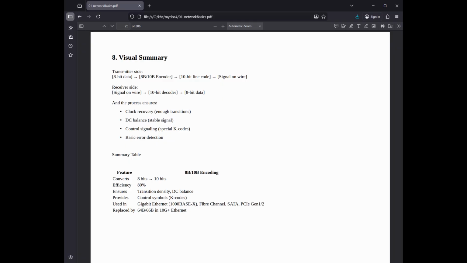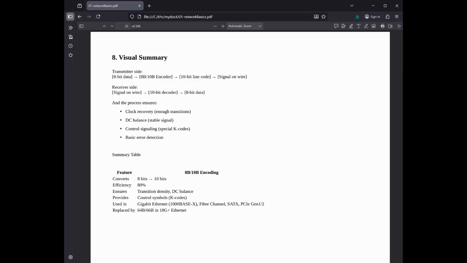What the receiver does. The receiver is responsible for detecting the incoming signal, restoring synchronization, reversing the encoding process, and verifying data integrity. 1. Clock recovery. It uses a phase-locked loop, PLL, to extract the timing clock from the transitions present in the incoming bit stream. 2. Byte alignment. It scans for the unique comma pattern, K28.5 symbol, to correctly align its internal framing to the 10-bit symbol boundaries. 3. Deserialization.